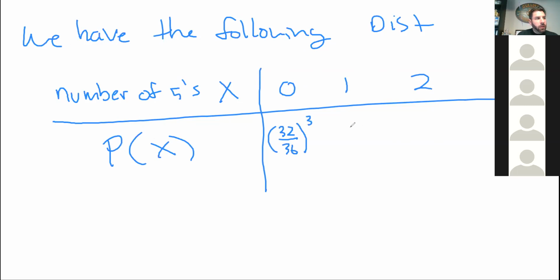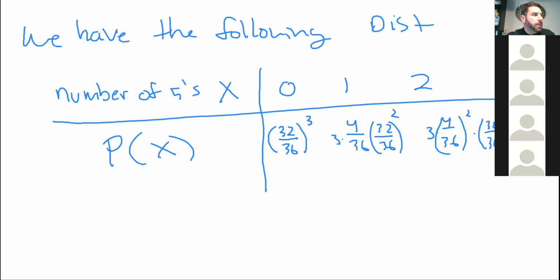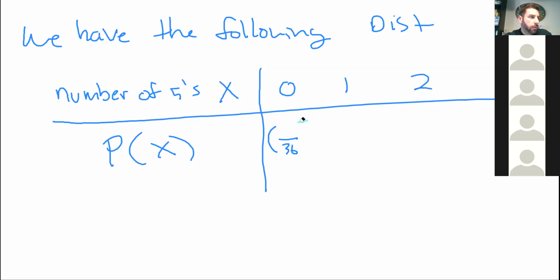And then the probability you get 1 five is 3 times 4 over 36 times 32 over 36 to the second power. The probability you get 2 is 3 times 4 over 36 squared times 32 over 36. This is kind of messy. Let me write this a little clearer. I'm going to erase this. I want it to be cleaner. I apologize. Hopefully you can adjust.